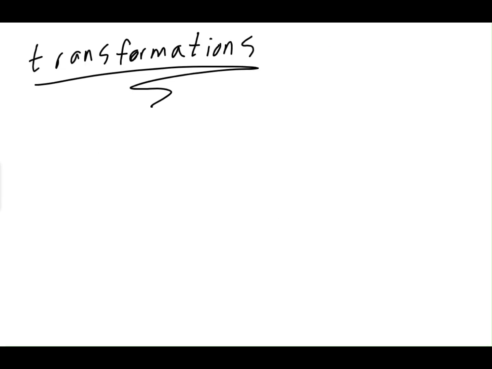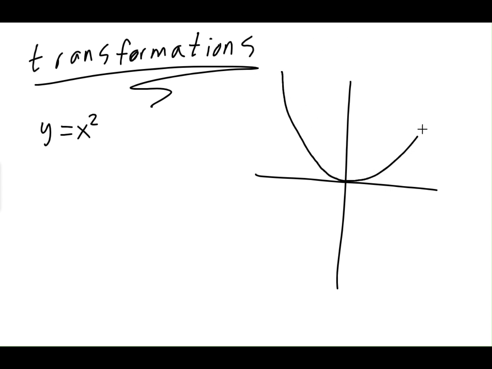Let's talk about transformations, specifically for graphs. So let's say we have y equals x squared as a basic example. Let's go ahead and graph that. And it's going to look something like this. It's a parabola that opens upward.